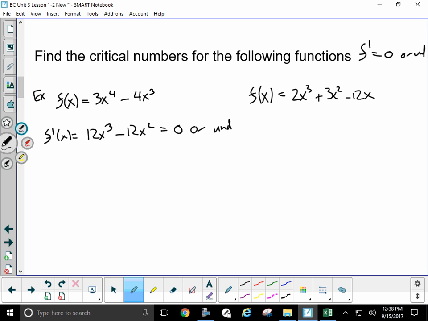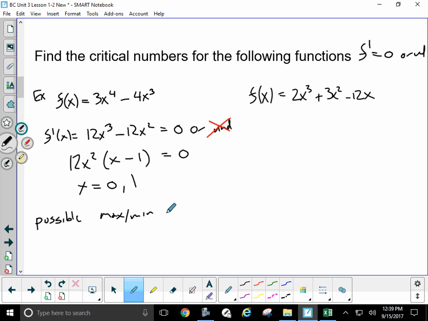Is 12x cubed minus 12x squared ever undefined? No, it doesn't have a denominator, so I don't have to worry about it. So I can actually just disregard that equal to undefined. And then we would just factor to solve. Okay, there. Possible locations of maxes and mins for f. Okay, do it for the other one.